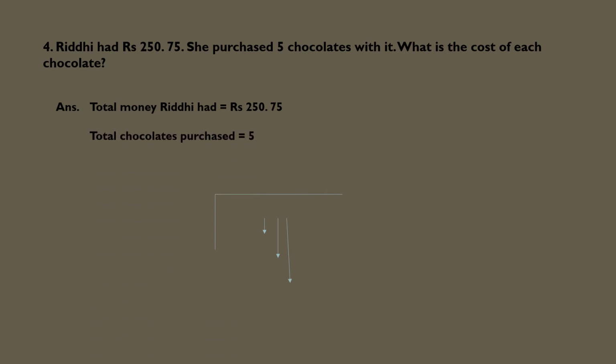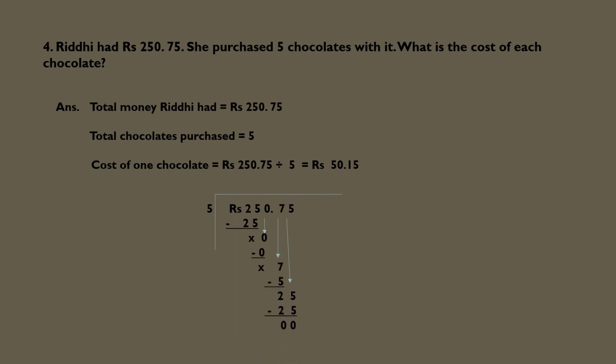Now do it. The total money Riddhi had is rupees 250.75 paisa and the total chocolates purchased are 5. When you divide, you will get the answer 50 rupees 15 paisa. See, 5 5s are 25. So you will subtract it and nothing is left. Then after that 0 is there. Bring that 0 down here and put the 0 on the quotient part also.